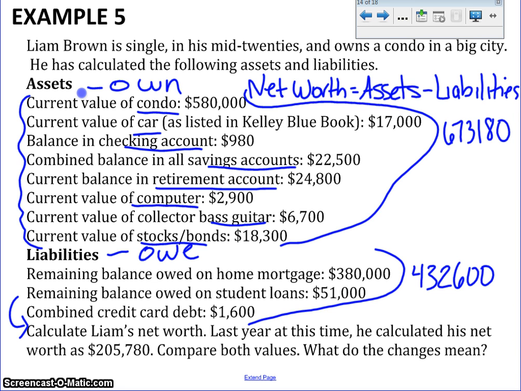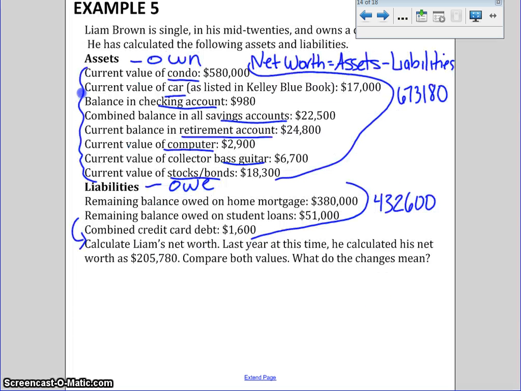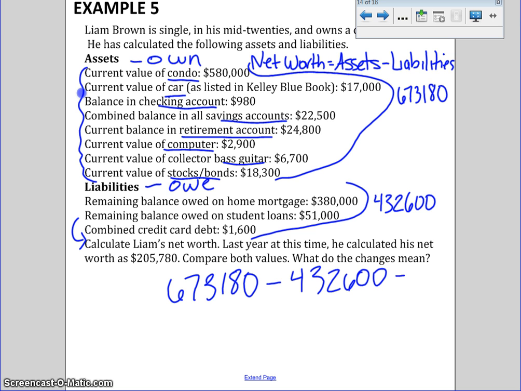$432,600. Now remember here that I said that net worth is my assets minus my liabilities. Well, my assets here was $673,180 minus my liabilities, which is $432,600. And if I subtract those, I find that I have a net worth of $240,580.